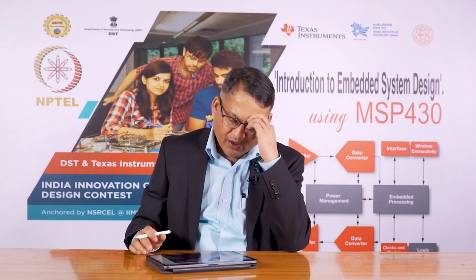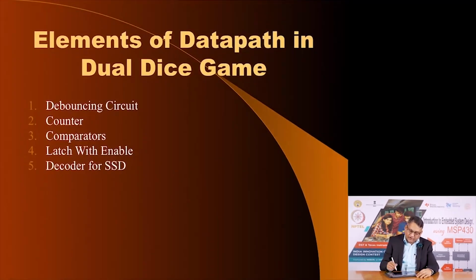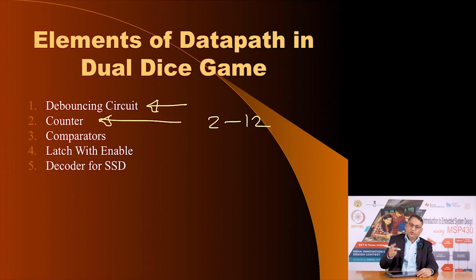Let us look at what kind of elements of the data path we may require. We would require a debounce circuit, because there is a switch which is a mechanical switch in nature, and when the user presses and releases it, it will produce switch bounce. We will need some counters to implement the random number generators. As I mentioned, it could be a single counter to go from 2 to 12, or it could be two counters each of which have a number from 1 to 6, but then you will require another logic block to add these two numbers.